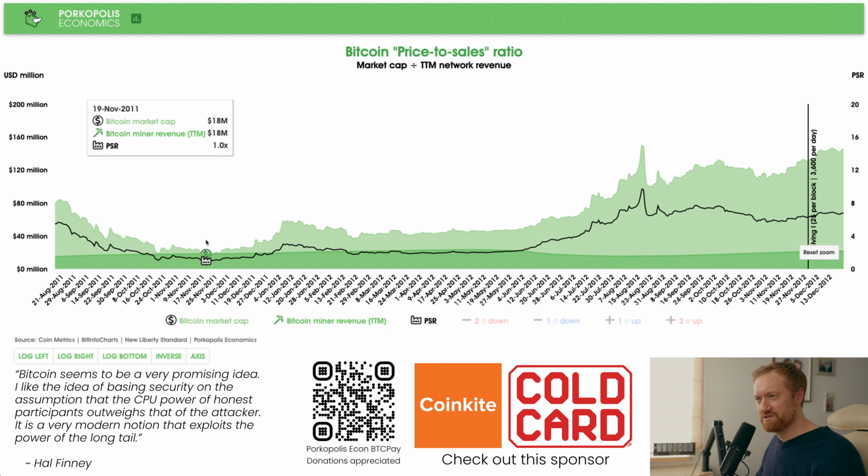The Bitcoin price is only a few dollars at the moment here. The market cap is $18 million, and the Bitcoin trailing 12-month miner or network revenue is also the equivalent of $18 million over the last 365 days. That's a PSR of 1. And here's probably a good time to say something about the general financial world.